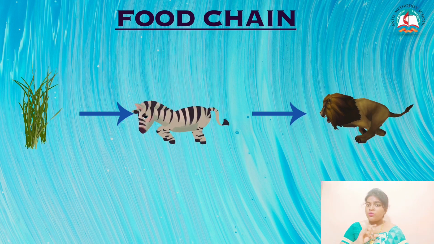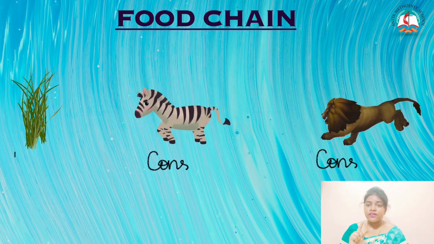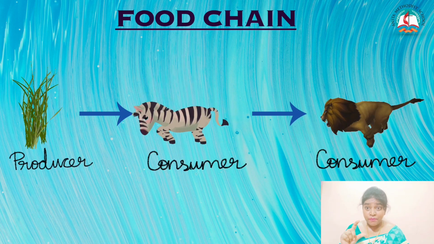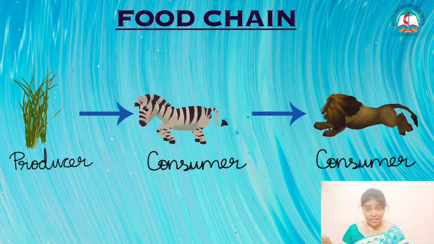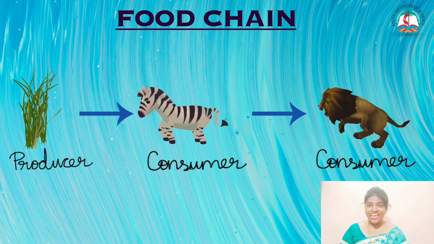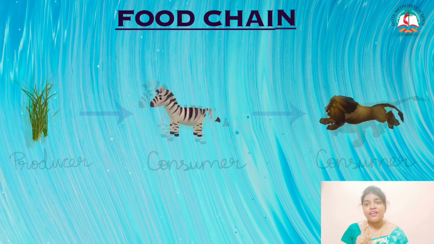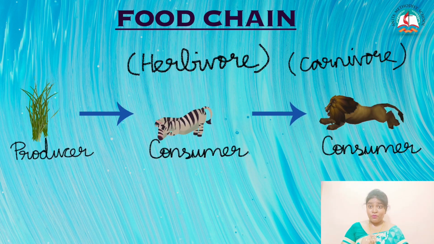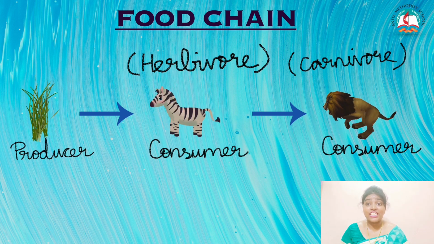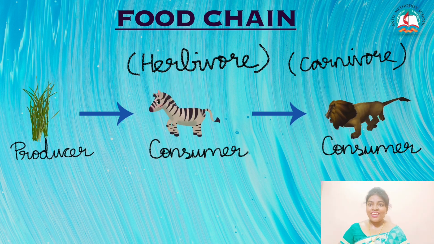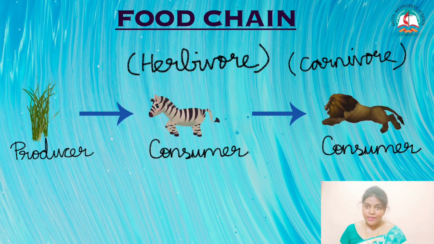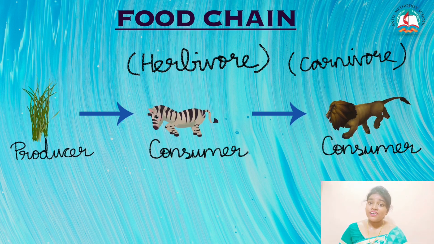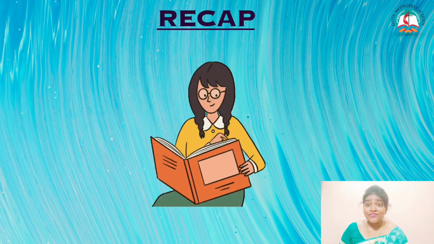zebra. So plant is a producer, consumer or decomposer? It is a producer, and zebra and lion are consumers. Okay, and zebra comes under herbivore, carnivore or omnivore? It comes under herbivore. Why does it come under herbivore? It eats plants. Okay, and then what about lion? It eats animals, right? So it comes under carnivore. Okay, that's for today's class, children.